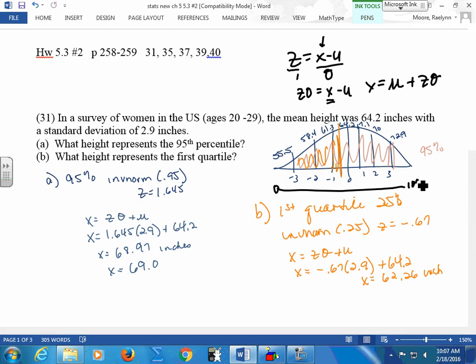So we had to find a mean. We have a mean height. There's the mean with the standard deviation. There's your standard deviation. Which height, that's your x value, represents the 95th percentile? So you want to know what's that x cutoff score that's higher than 95% of the rest. So your area to the left is 0.95.